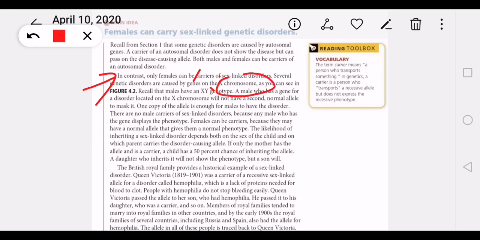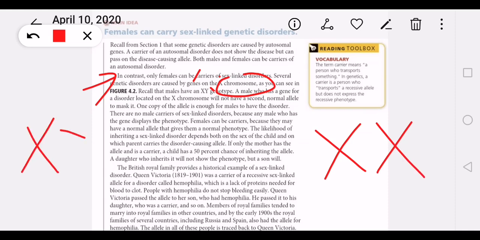Sex-linked disorders are caused by genes on chromosome X. Who has 2 X chromosomes, female or male? Of course female, XX. And the male on the other side has XY. So if the genes that cause a sex-linked disorder are on the X chromosome, only females can be carriers, because they have 2 copies of this gene.